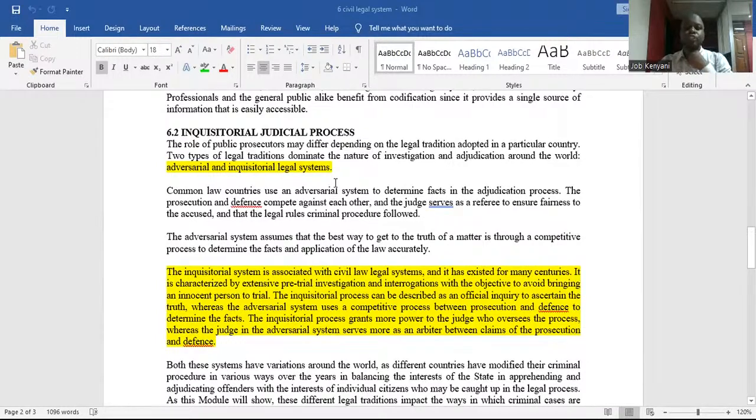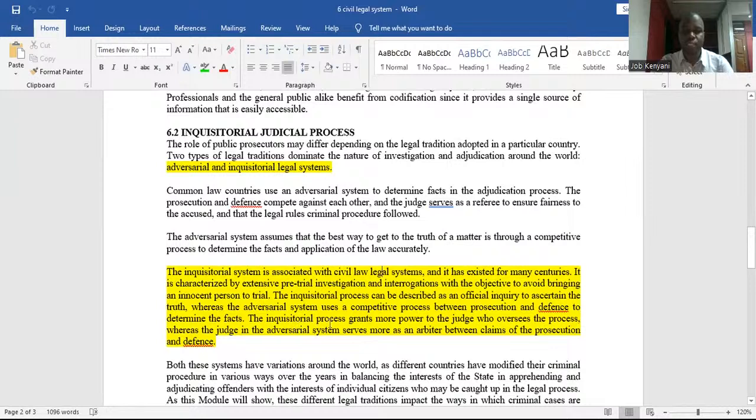So inquisitional judicial process, what normally happens there? It is associated with the civil law legal system, and it has existed for many centuries. It is characterized by extensive pretrial investigations and interrogations with the objective to avoid bringing an innocent person to trial. The inquisitional process can be described as an official inquiry to ascertain the truth, whereas the adversarial system uses a competitive process between the prosecution and defense to determine the facts.